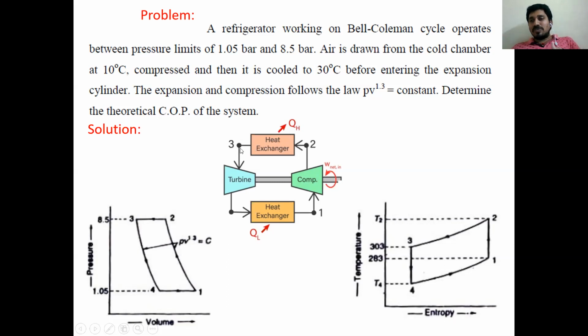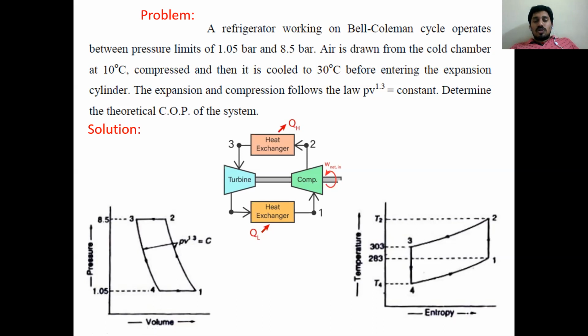Only two temperature limits were given. One is T1, which is 10 degrees Celsius. The next is T3, which is 30 degrees Celsius, before entering the turbine or expansion cylinder. I mentioned the same on the TS diagram. T1 is 283 K if you convert 10 degrees into Kelvin. Next, 30 degrees Celsius converts to 303 K. So T3 is 303, T1 is 283. This data is given, and the law is PV^1.3. Now we need to calculate the COP of the system.